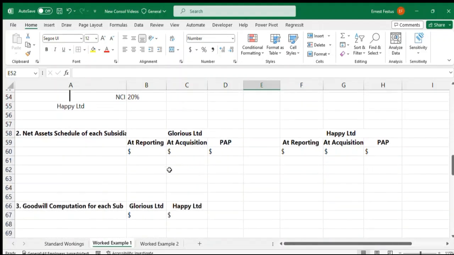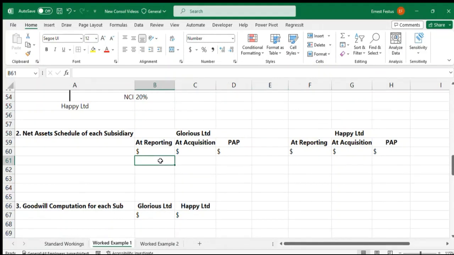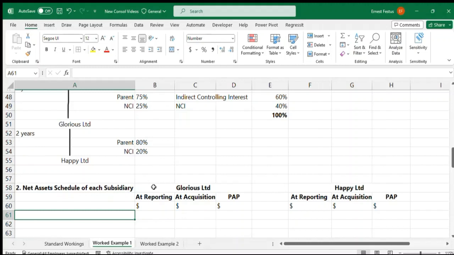So the next working is the net asset schedule of each subsidiary. So we have the net asset schedule of each subsidiary, starting with Glorious Limited. Now the first thing we are going to do, as I said, is built on just a change of subject within our accounting equation. So at the end of the day, we will have equity on one side, and that equity is what we have in our statement of financial position.